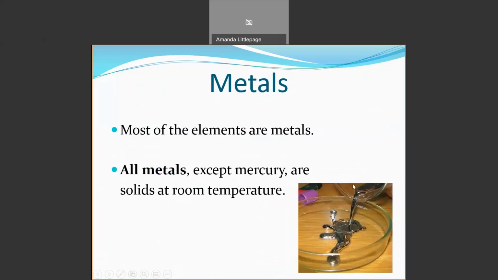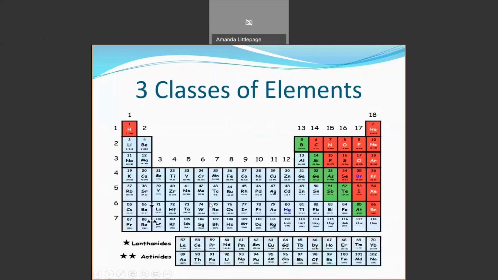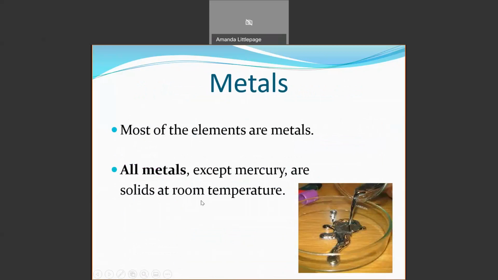All metals except for mercury are solid at room temperature. If you refer back to this periodic table, you'll see that all of these are in black, right? Except for mercury. The fact that these are black letters means that they are in fact solid at room temperature. Mercury is in blue because it is an exception to the rule. Mercury is liquid at room temperature. Most of you have heard of mercury. It is toxic at high levels. It is considered a heavy metal. Okay.